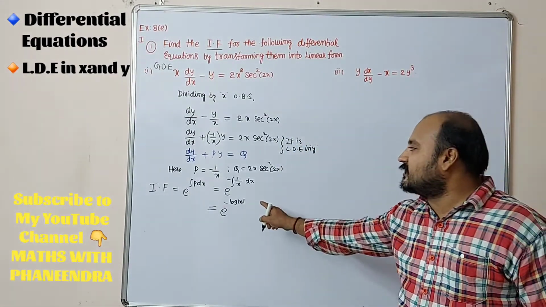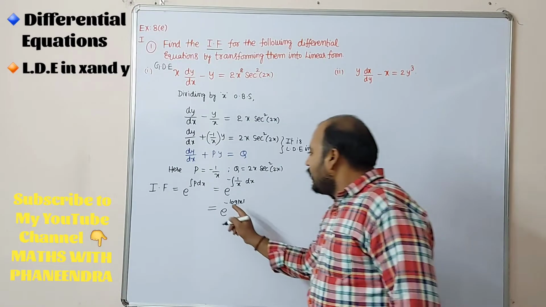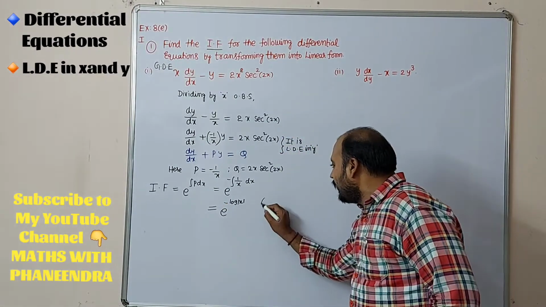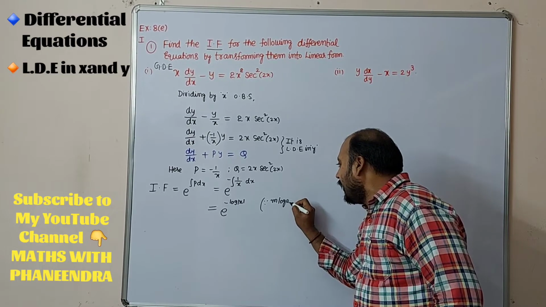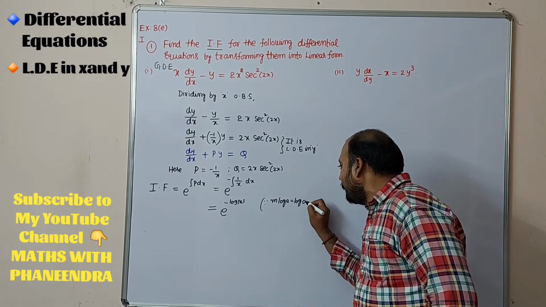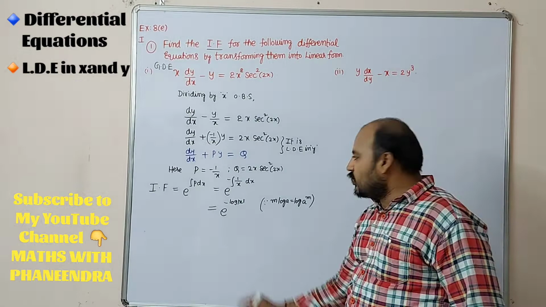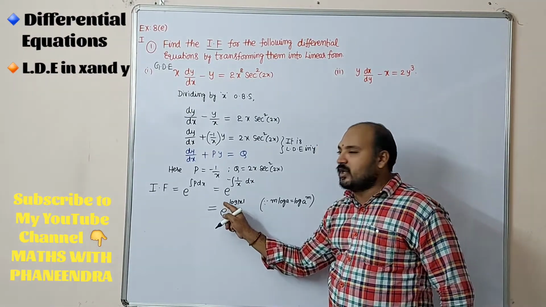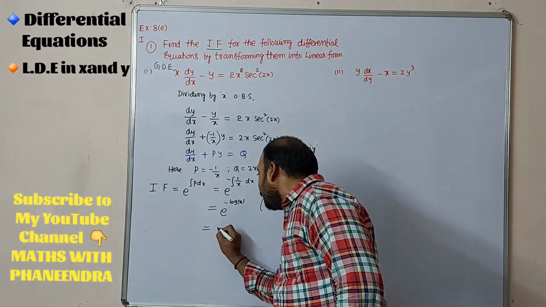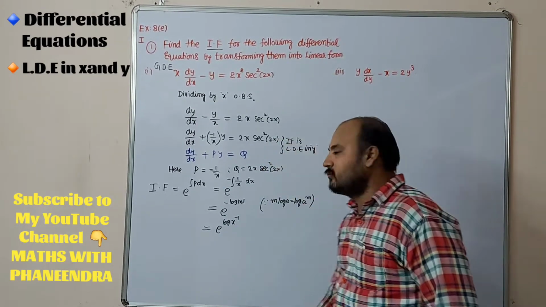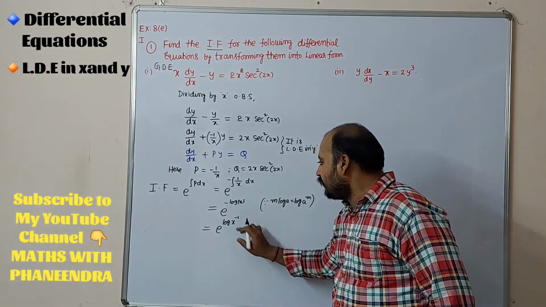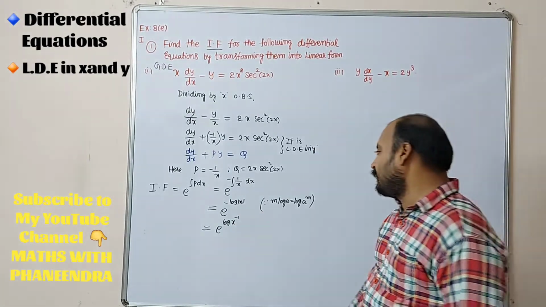Here don't write plus c, leave it like this. Here minus is there. By using logarithmic properties, m log a can be written as log a power m. So m is equal to what here? Minus 1. So it becomes e power log x power minus 1, log mod x of log x.